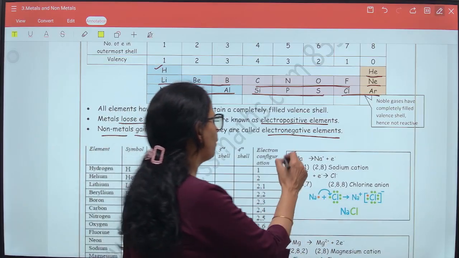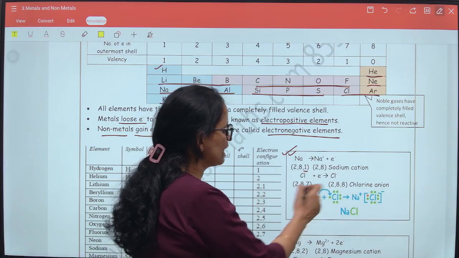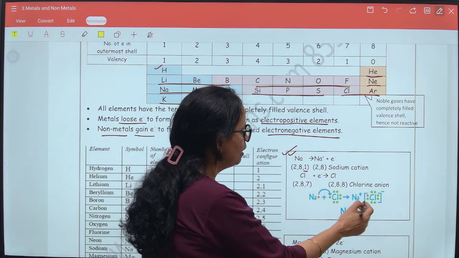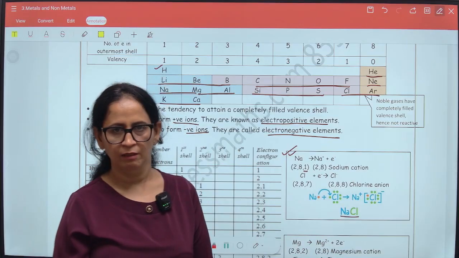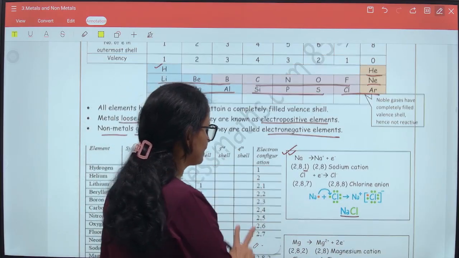So this is very important: the electron dot structure showing the transfer of electron from sodium to chlorine, that is the formation of NaCl. This is very important from the examination point of view.